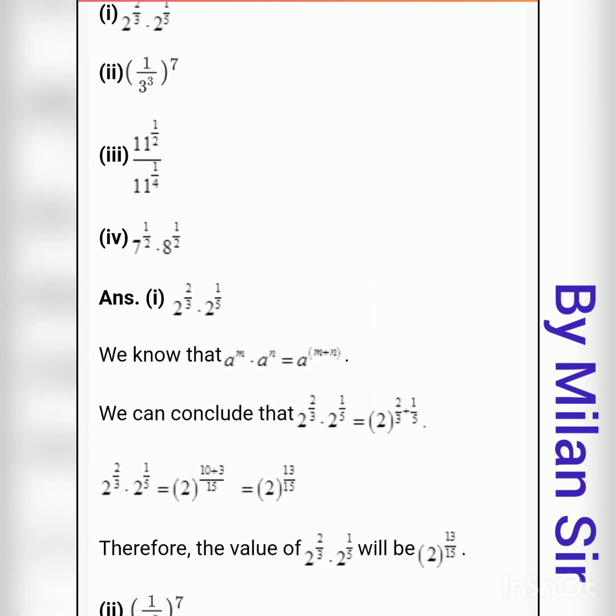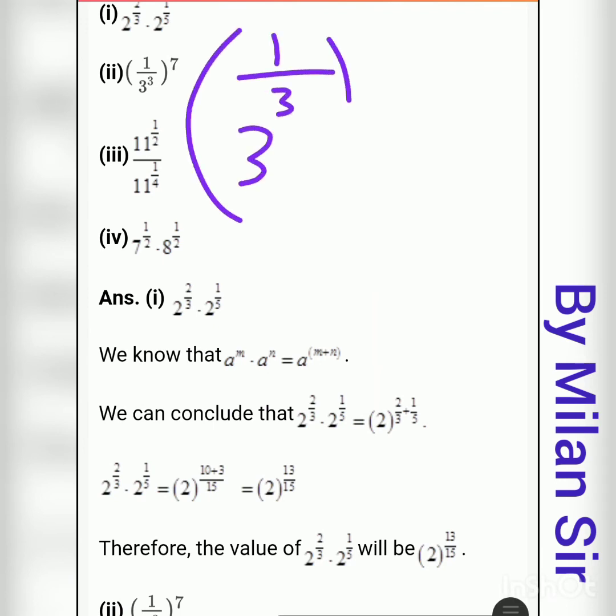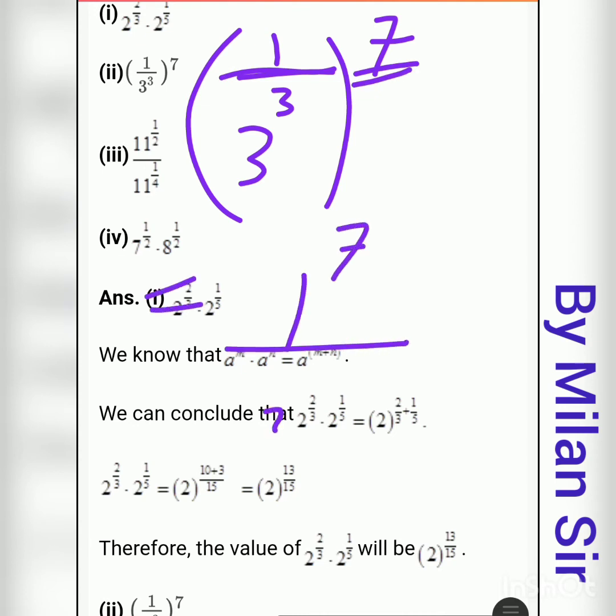Then second question: (1/3^3)^7. Here we can give the separate exponent. All raised to 7 is there, so we can write 1^7 in the numerator and (3^3)^7 in the denominator. That means this exponent 7 we can give to both the numerator and denominator separately.